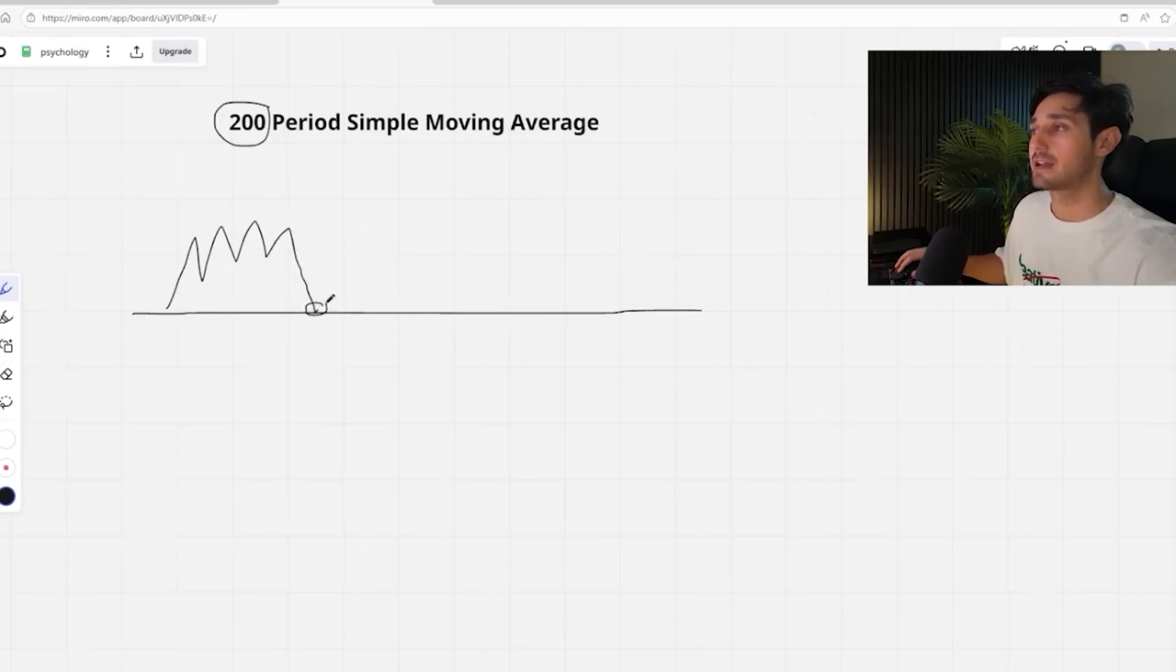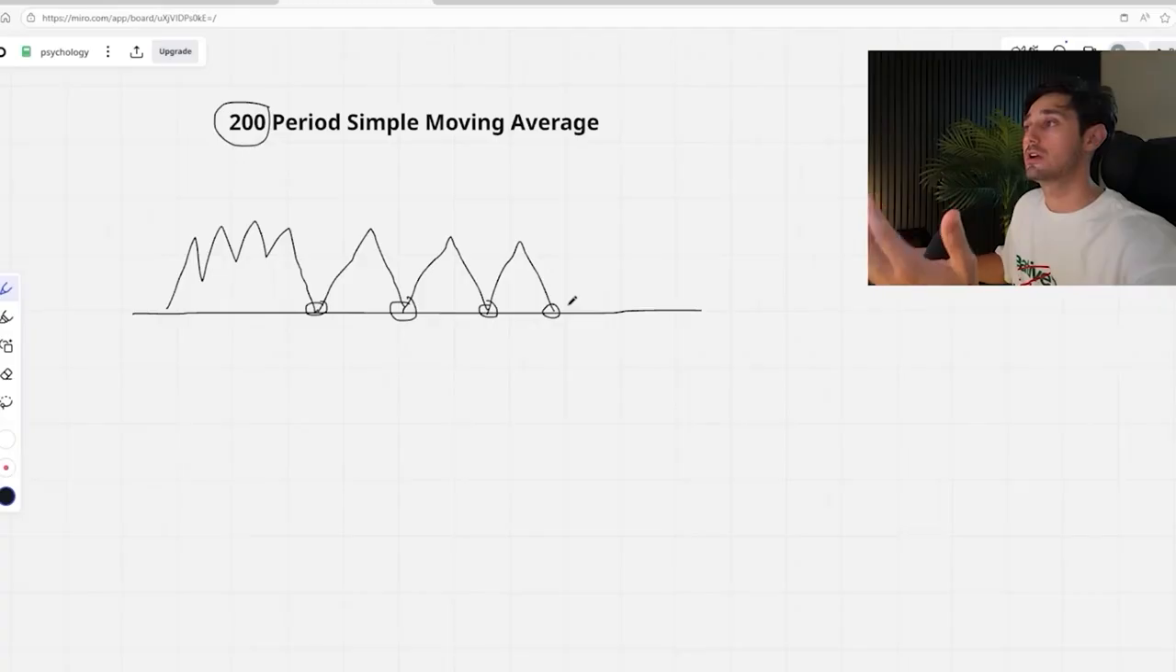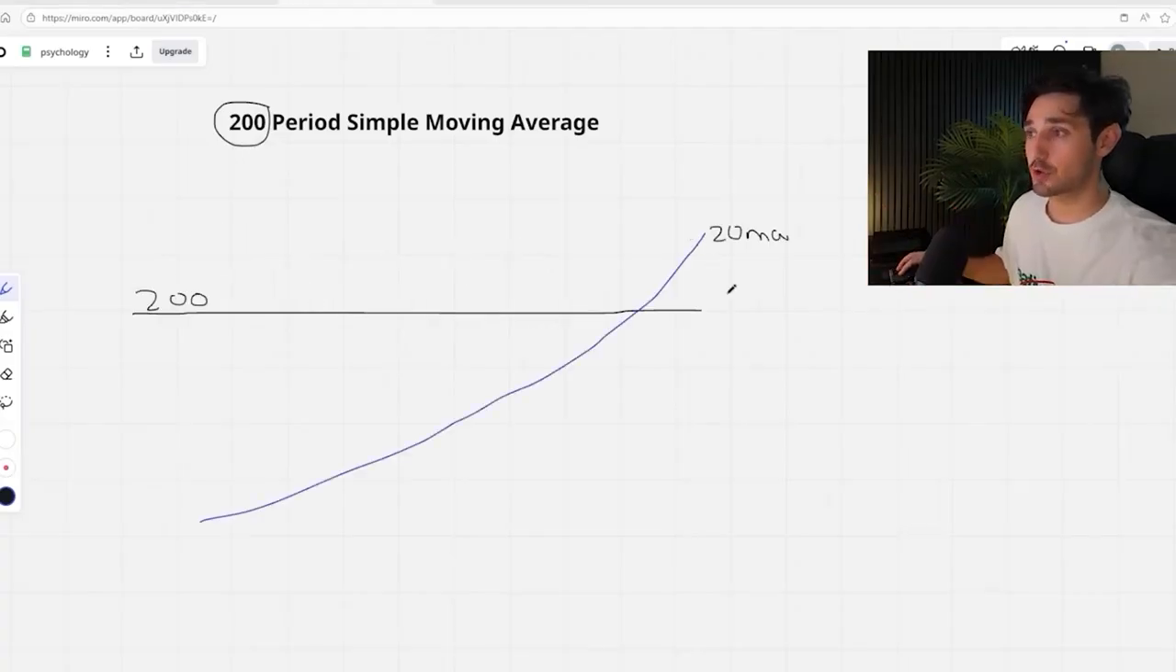This 200 MA can act as support for price, where prices will actually bounce from it. And it's literally like a floor for price action. Now, this setup is quite rare. However, I do want to mention it.